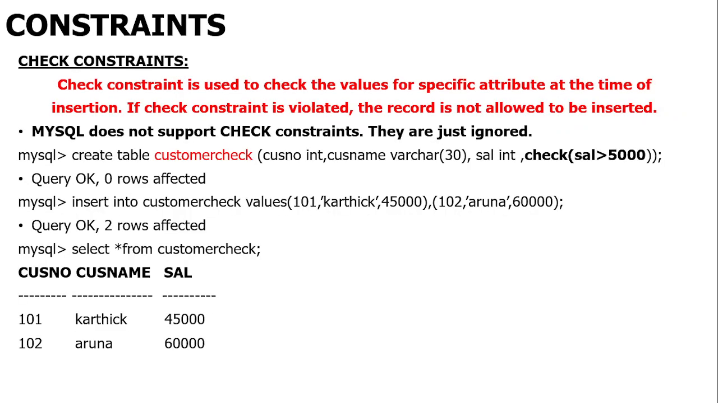Check constraints. Check constraint is used to check the values for a specific attribute at the time of insertion. If the check constraint is violated, the record is not allowed to be inserted. MySQL does not support check constraints; they are just ignored. Here I check whether salary is greater than 5,000. If I give a lesser value, it will not accept. So that is your check constraint.